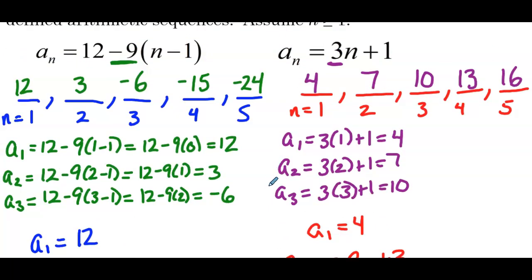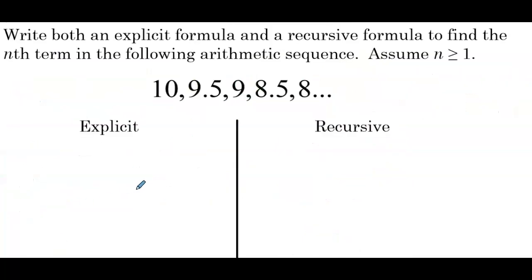All right, so in this case, we started explicitly, ended with a recursive definition, and previously we started recursively, ended with the explicit definition. So our last example for this video, let's start with a sequence and do both. Write both an explicit formula and a recursive formula to find the nth term in the following arithmetic sequence. Assume that n is greater than or equal to 1.